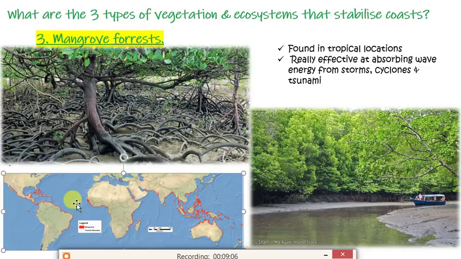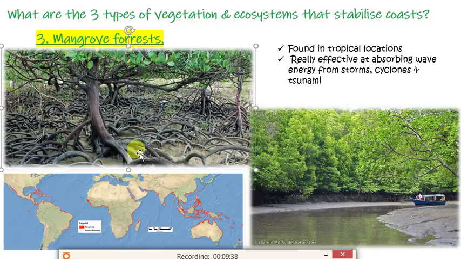And I've popped a little map. The types of places where we find mangrove forests: coastlines of Central Africa, a huge amount in Southeast Asia, Indonesia, Northern Australia, Papua New Guinea, what a place that is, Thailand, Vietnam, Cambodia, the Caribbean, for instance. So really warm places in tropical areas near the equator. More like a tree, with a complex root system, you can see here. They're really effective at absorbing wave energy from storms, cyclones and tsunamis.